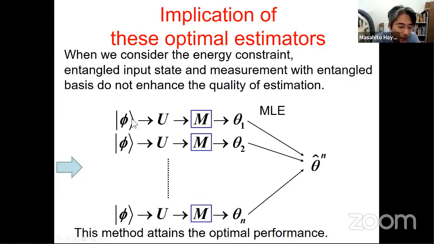In practice, we can easily prepare only a one copy system. So on each one copy system, we can input some optimum input, and we take measurement only on the one copy system. After that, we obtain the data, and then we apply maximum likelihood. That method achieves the optimal performance with that kind of energy constraint. So in this sense, entangled input and entangled measurement across a very big system is not needed.